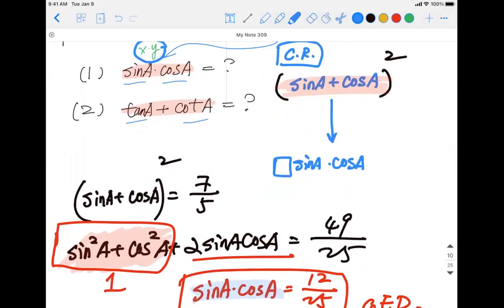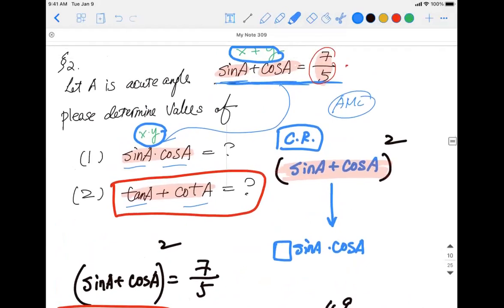All good? If so, let's go to our second problem. Tangent A plus cotangent A. Who can tell me how I can do this? With sine A plus cosine A equals 7 over 5, how can I get tangent A plus cotangent A? Who can think about it? Give me maybe 30 seconds to think about it. For every single problem, I like to introduce a new strategy, a new common sense.